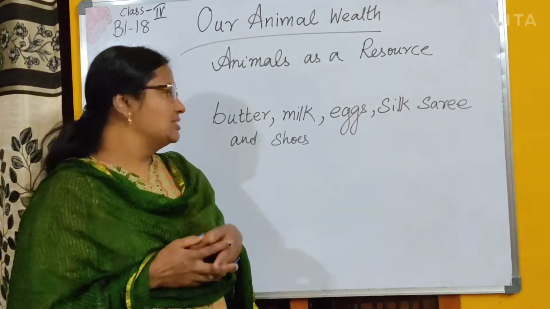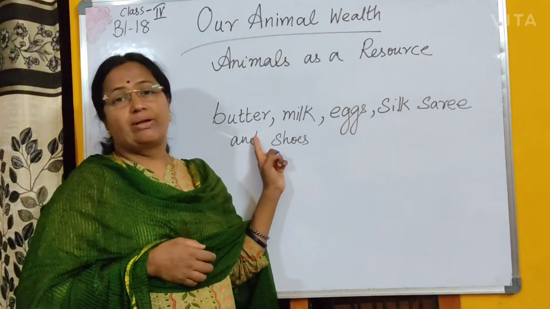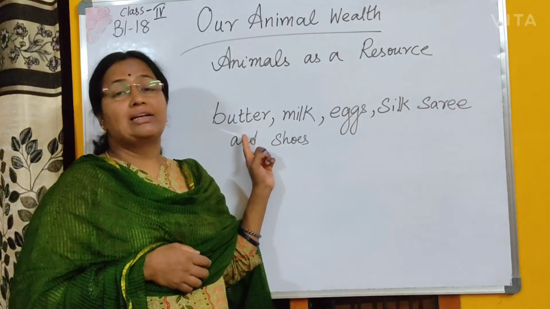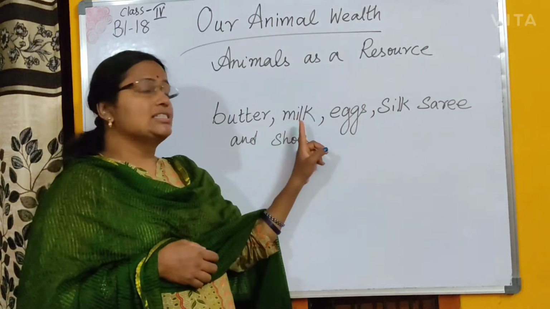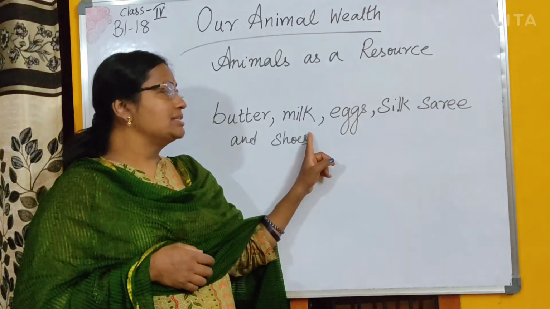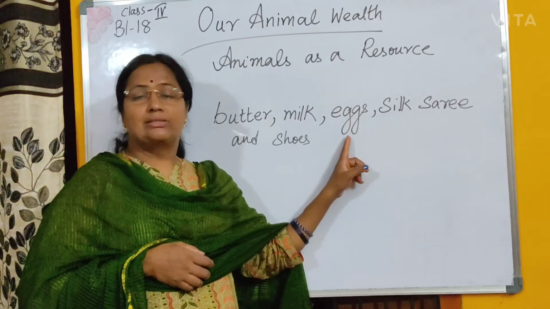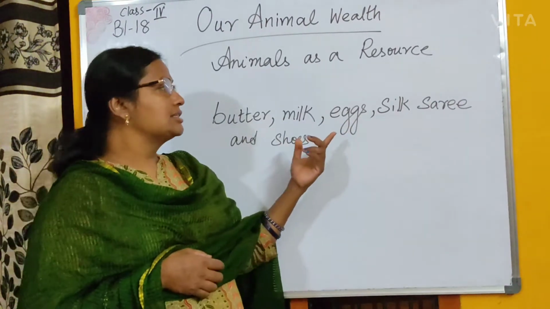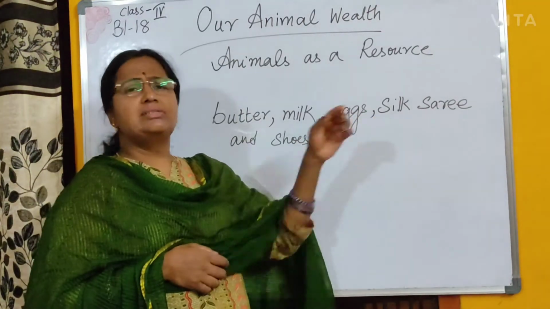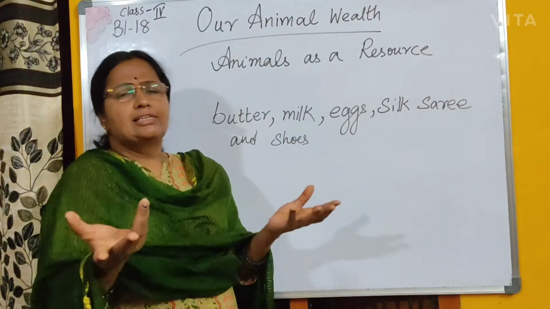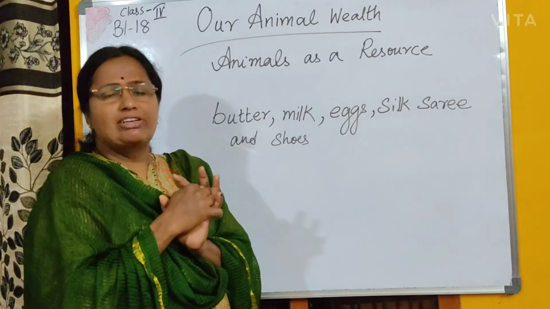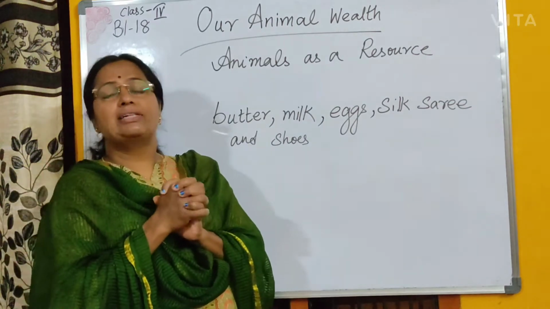Yes, you are right. Butter is from cow's milk or buffalo's milk. People make butter with it. Yes, from the milk of the animals. Eggs are also from animals. Okay, like ducks, chicken. How come silk saree? Silk saree is woven by weavers, right? How come they come from animals?